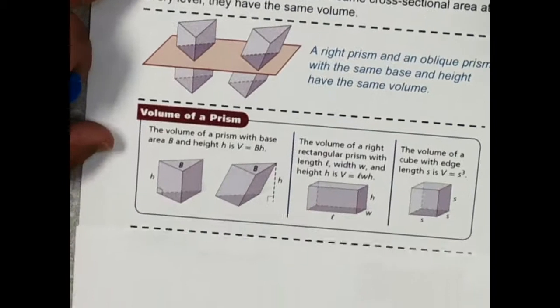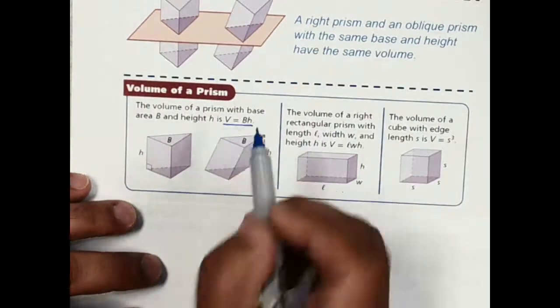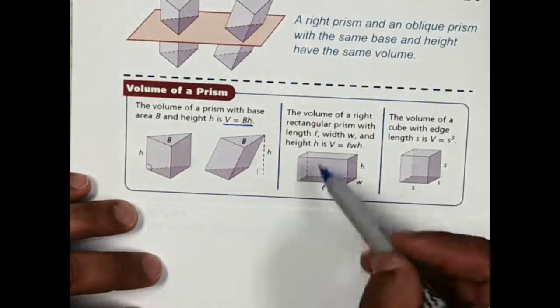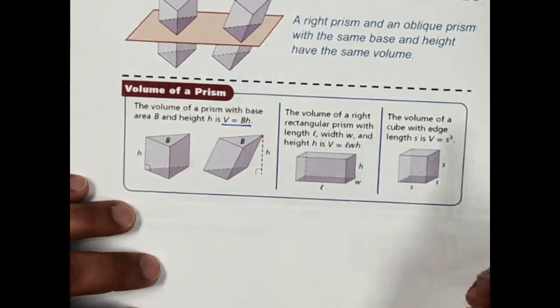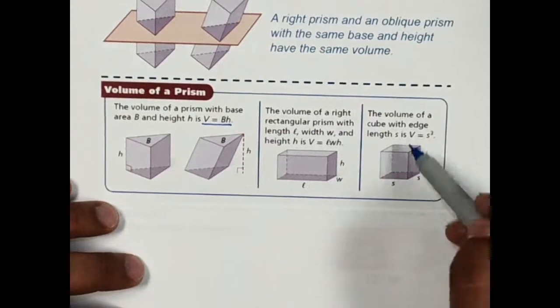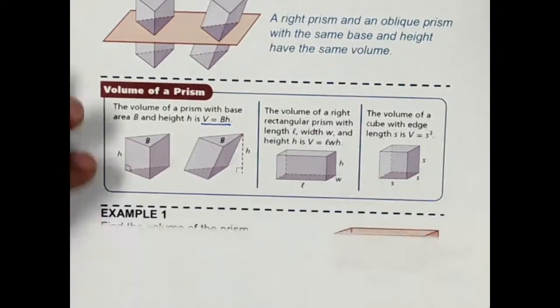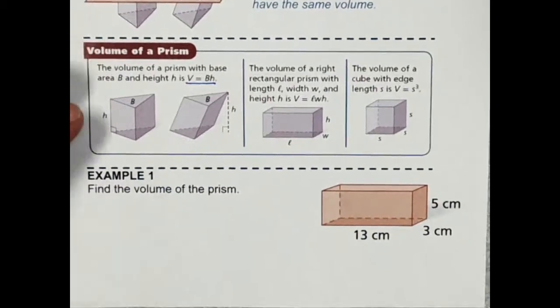And so to find the volume of these things, we're going to use this formula right here. Volume is equal to the area of the base times the height of the prism. For a right rectangular prism, it's just length times width times height, which you're used to. For a cube, it's going to be side cubed, side times side times side. So let's jump right into a problem and get this done.